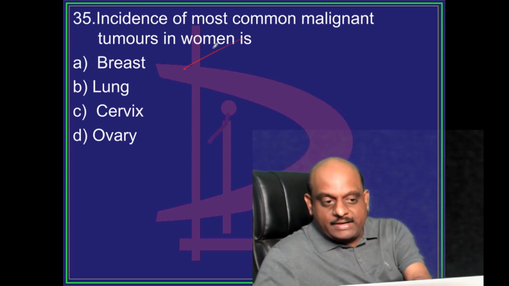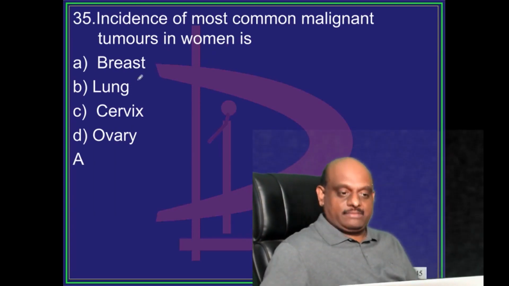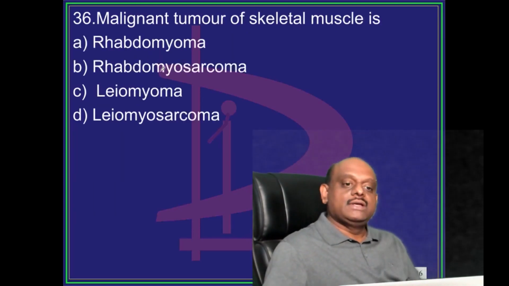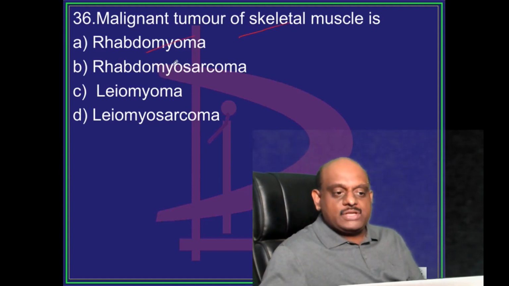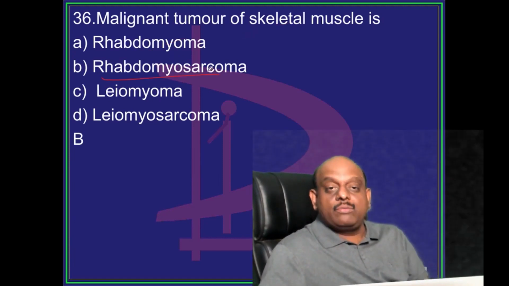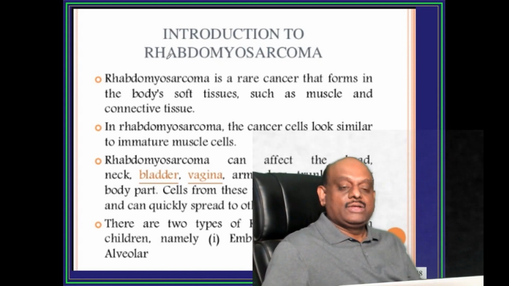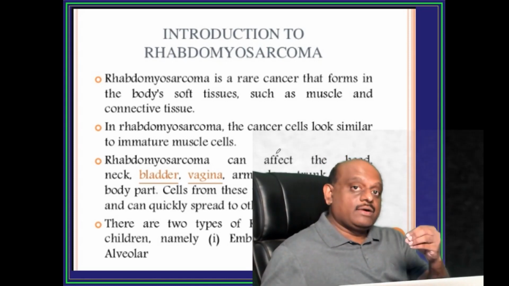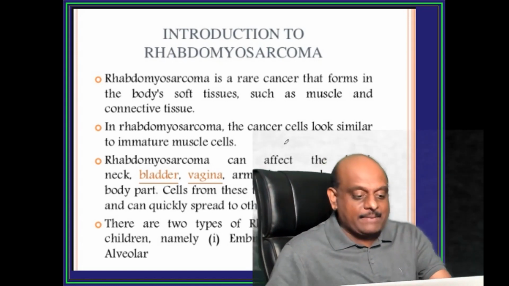What are the most common malignant tumors in women? Breast cancer is the most common. Malignant tumor of the skeletal muscle ko kya kehte hain? Rhabdomyosarcoma. So rhabdomyosarcoma, what are all the locations where it can happen?